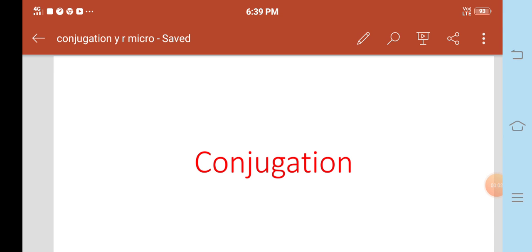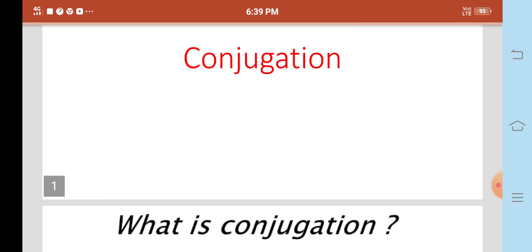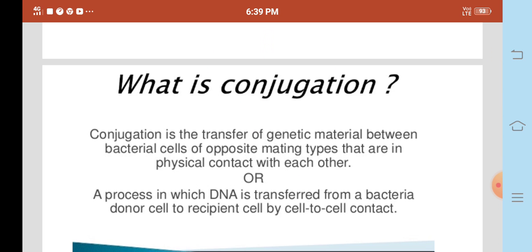Today we are going to discuss the mechanism of the conjugation process. What is conjugation? Conjugation is the transfer of genetic material between bacterial cells of opposite mating types that are in physical contact with each other, or a process in which DNA is transferred from a bacterial donor cell to a recipient cell by cell to cell contact.